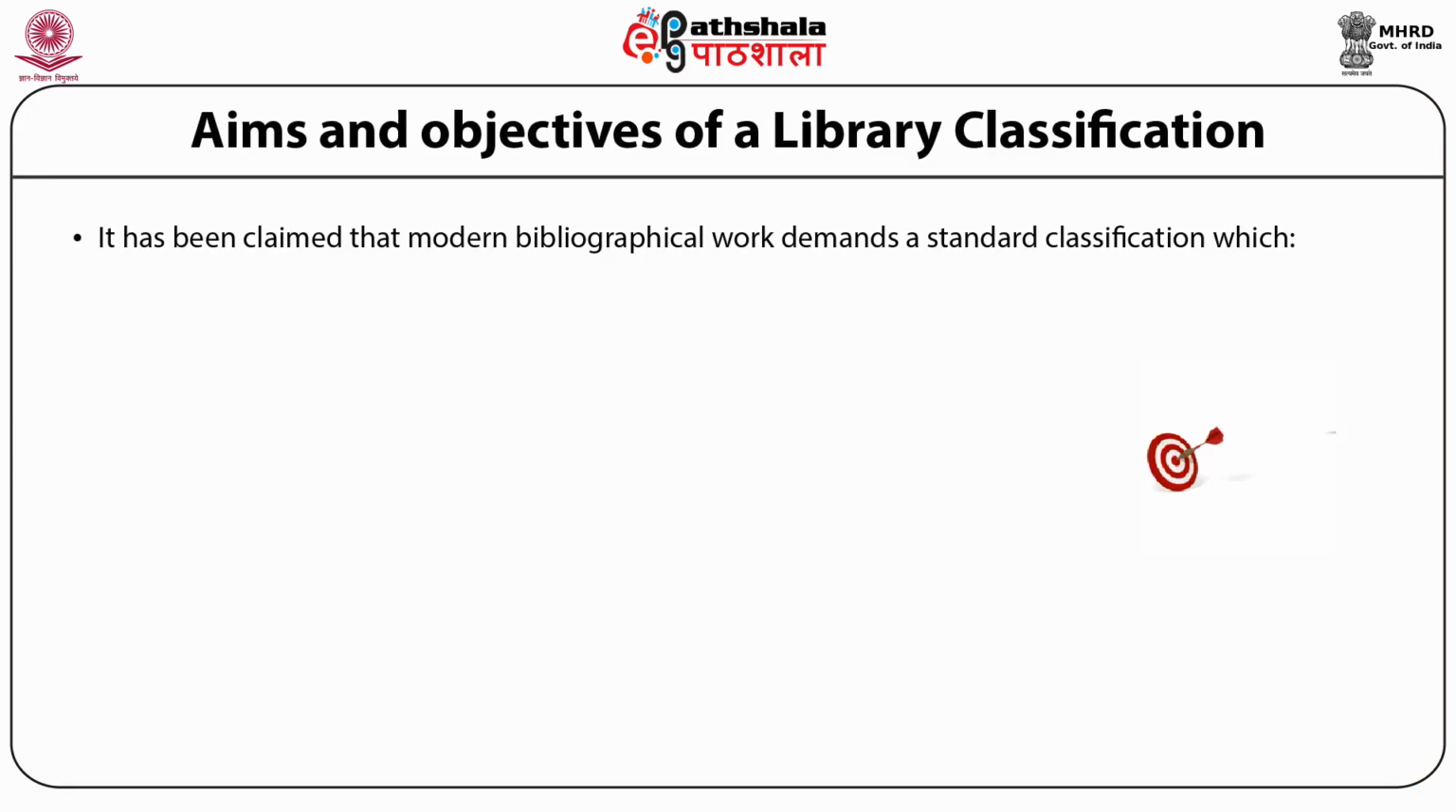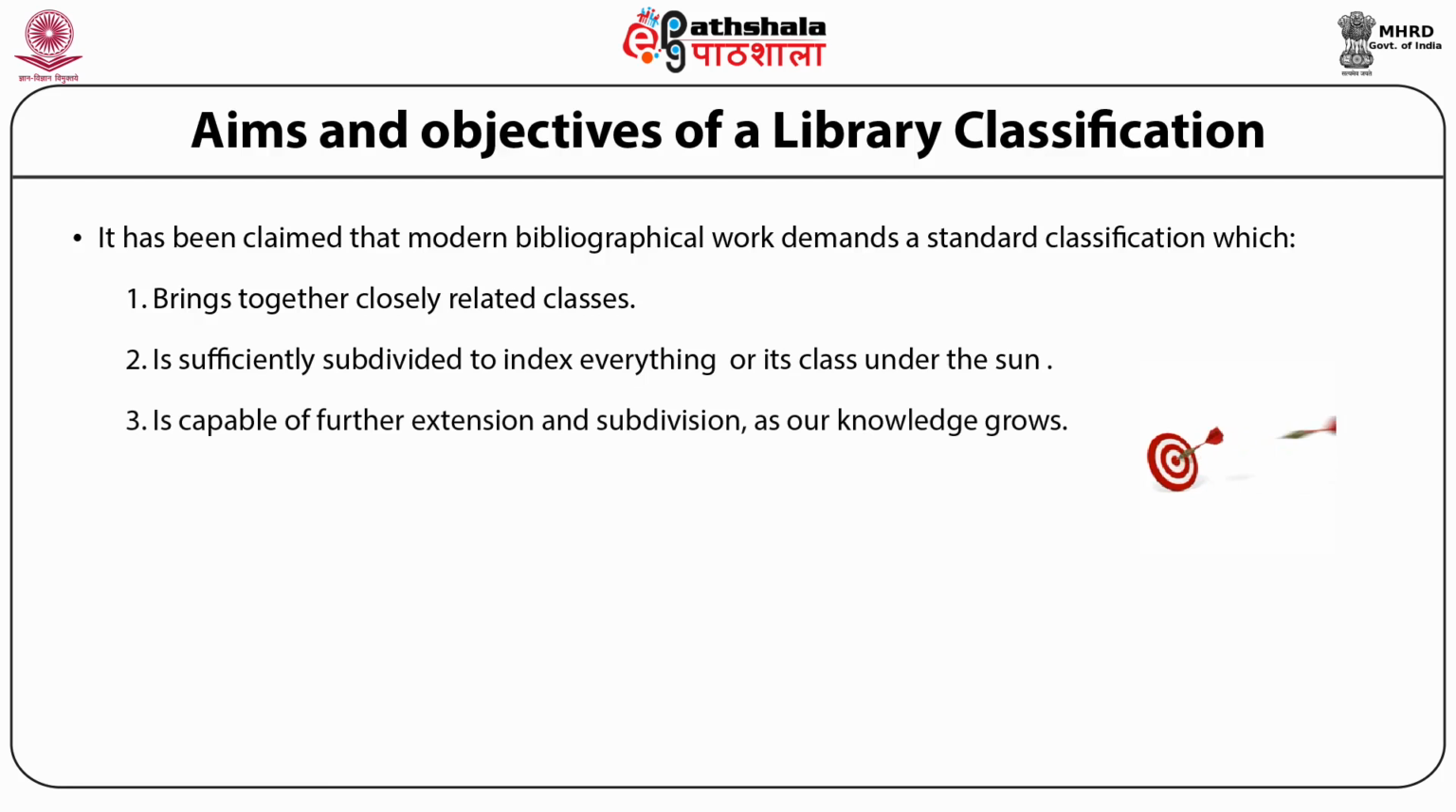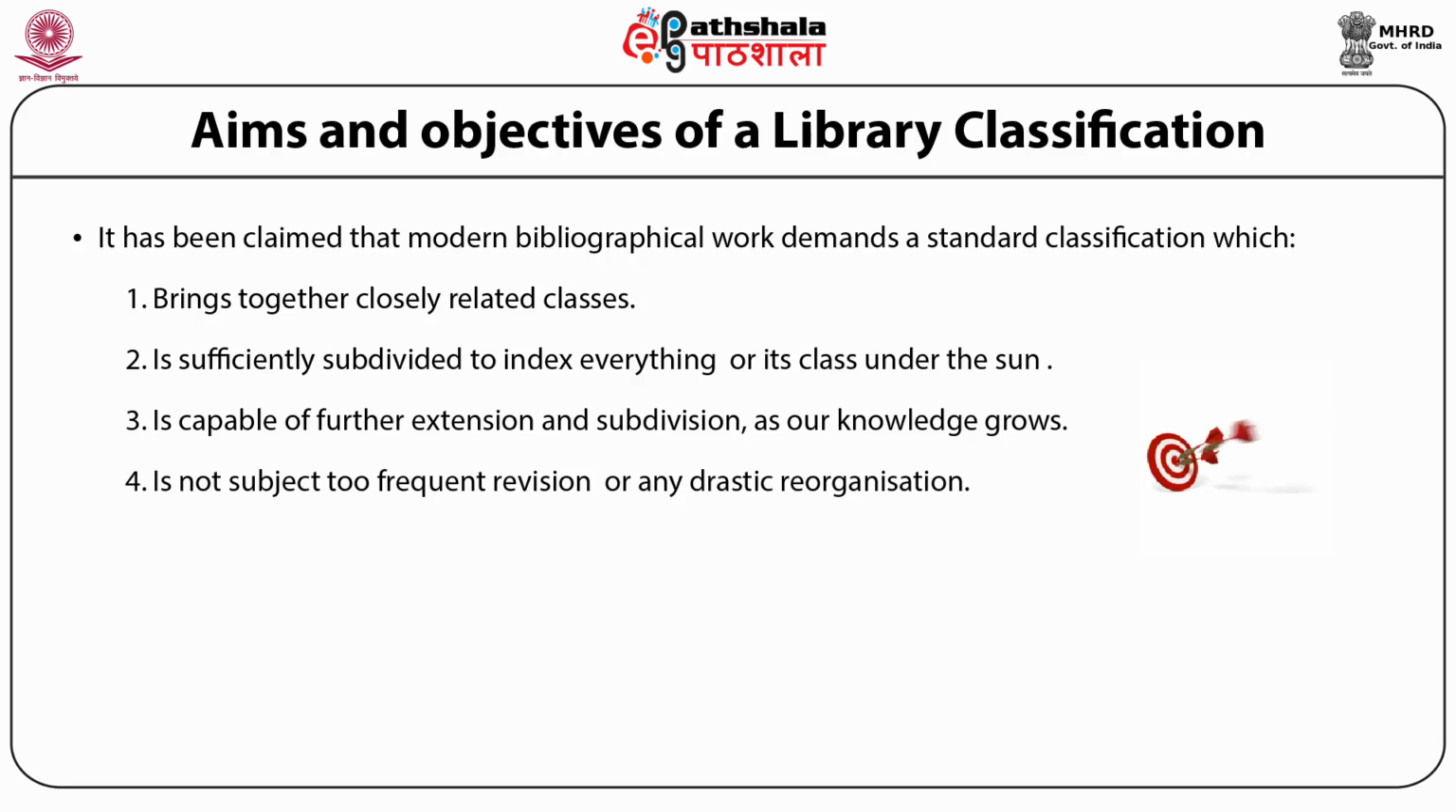Aims and objectives of library classification. A library classification is a system composed of many parts or subsystems which work towards its objective. And objectives and aims of library classification systems are: number one, it brings together closely related classes or subjects. It is sufficiently subdivided to index everything or class under the sun. It is capable of further extension and subdivision as our knowledge grows, that is, it can be expanded to accommodate new subjects. It is not subject to too frequent revision or drastic reorganization. It is one of the requirements.